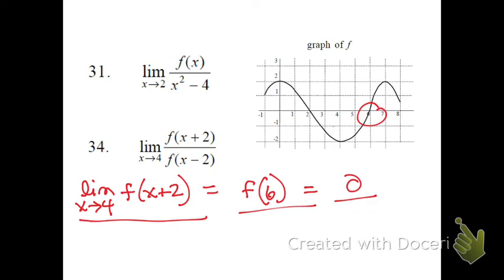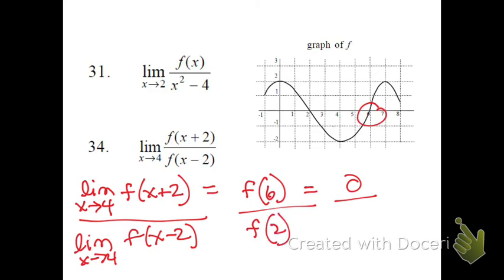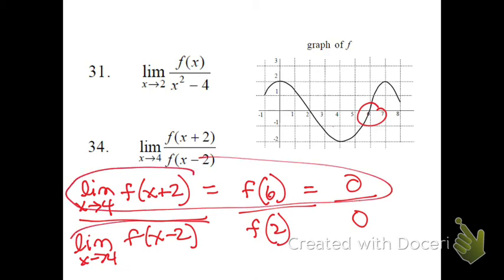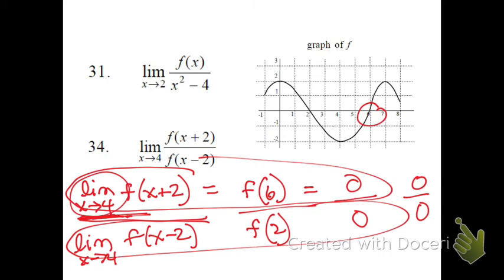Now we'd have to write the bottom. The limit as x approaches 4 of f of x minus 2 is f of 4 minus 2, f of 2, and f of 2 is also 0. So you have to actually show what this limit equals and what this limit equals to show that L'Hopital's rule applies, if this was a free response question. Okay, and that means write the limit symbol. You have to write that limit symbol, and you got to show it separate for the numerator and the denominator.